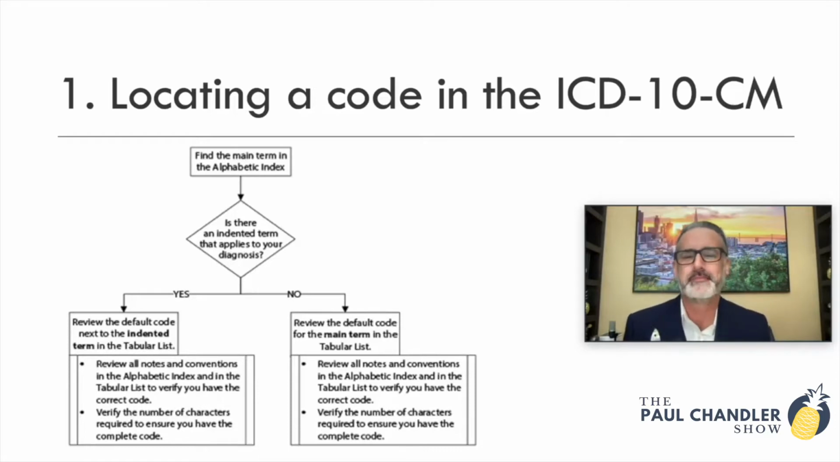But now, like how the right part of the grid shows, if there is no indentation when we're looking up the term in the alphabetical index in the front, then we still review the main term, and then review all notes, and then still check the number of characters. Again, make sure that we're building up to the full character length there.